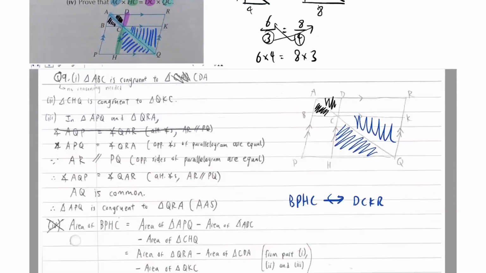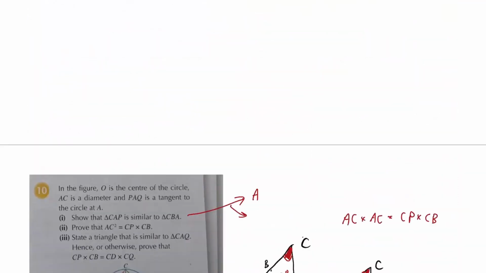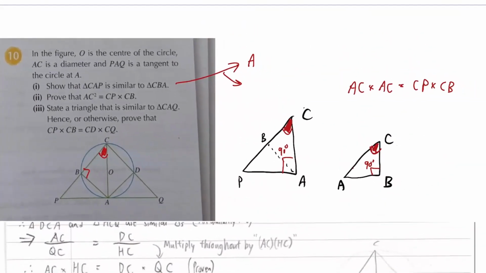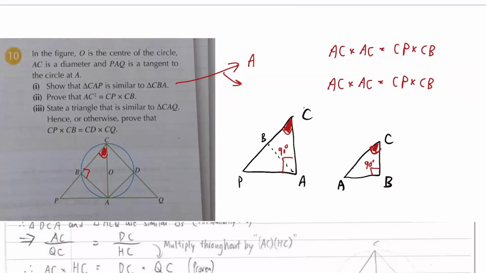So how? Let's play around with this. How about if we just move the AC over? If I just move the AC down and I move the CB over, I end up with AC over CB equals CP over AC.